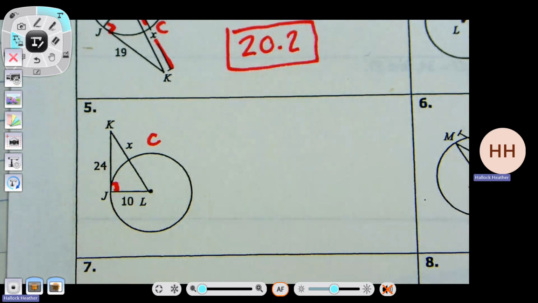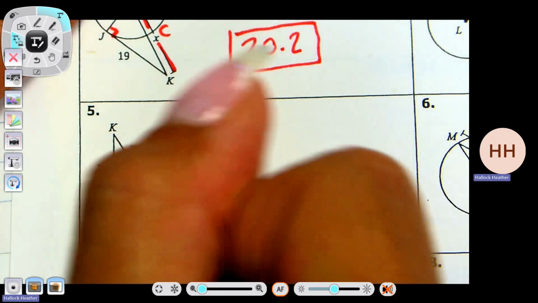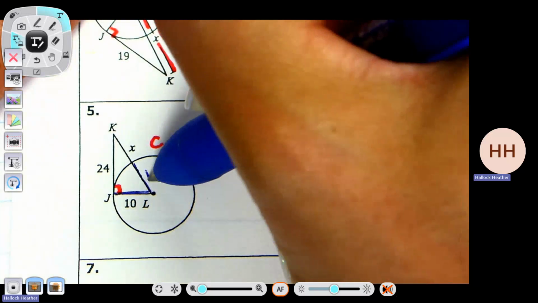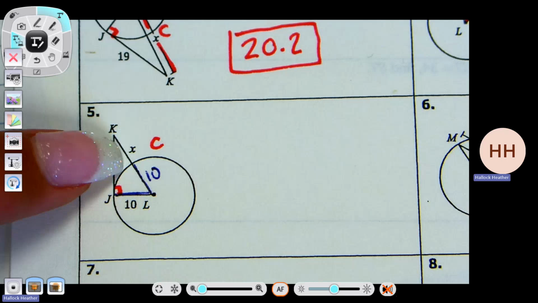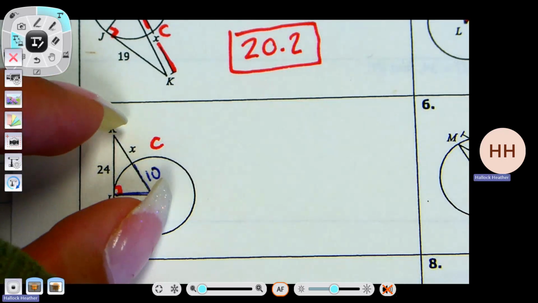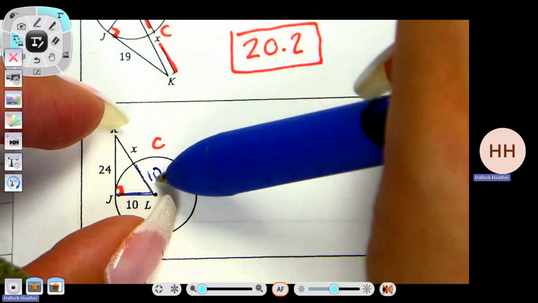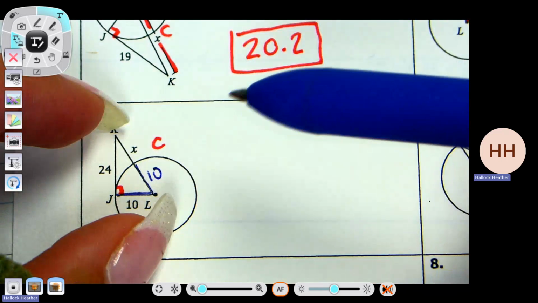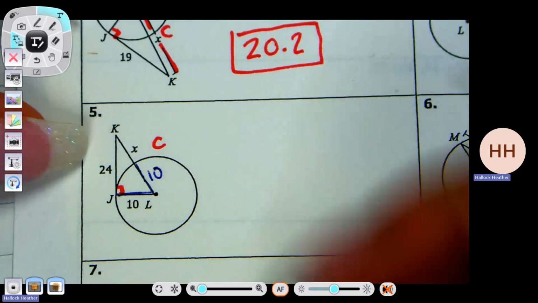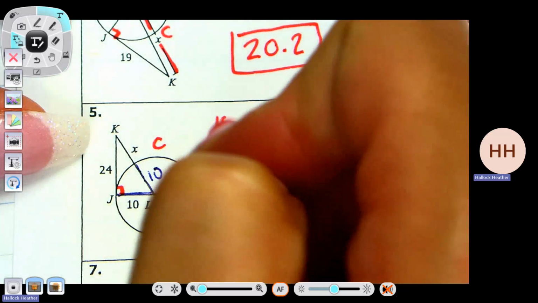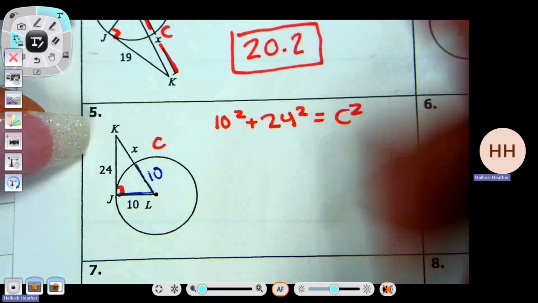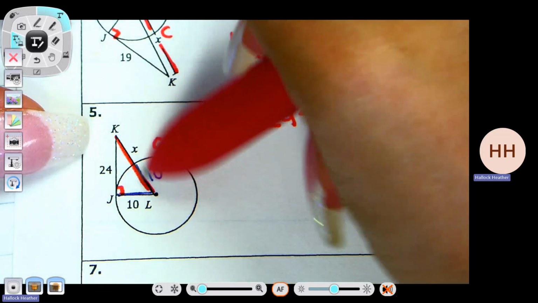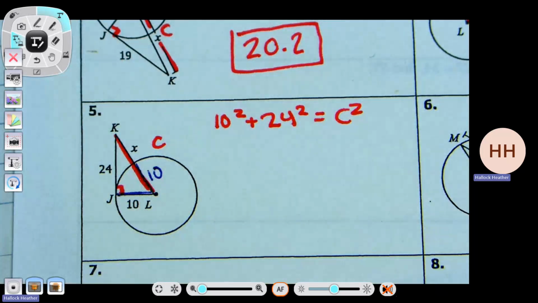10. Because if this radius is 10, then automatically this one's also 10 because the radius goes all the way around. So we need to find this little piece. We're going to find C like normal, and then to find X, we'll just take 10 away from it to represent that length. So let's do 10 squared plus 24 squared like we normally would. I'm finding C, the hypotenuse, just like a normal Pythagorean theorem problem.